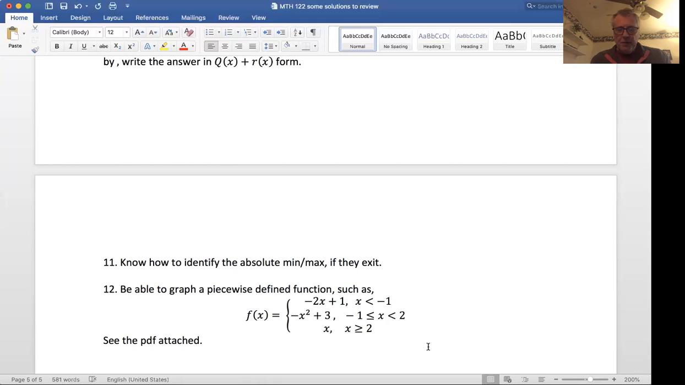You should be able to graph a piecewise function, and I sent you the solution to this out. You should read that over and know how to do that. If you can do these problems, for the most part, you shouldn't have any problem on your test.